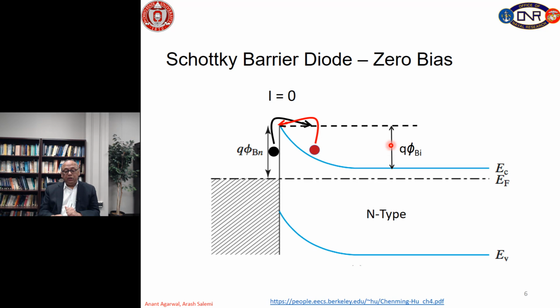So, this barrier simply depends on the metal work function minus the position of the Fermi level, EC minus EF, which depends on the doping of the semiconductor. Anyway, this barrier is not very important. This barrier is the most important barrier.